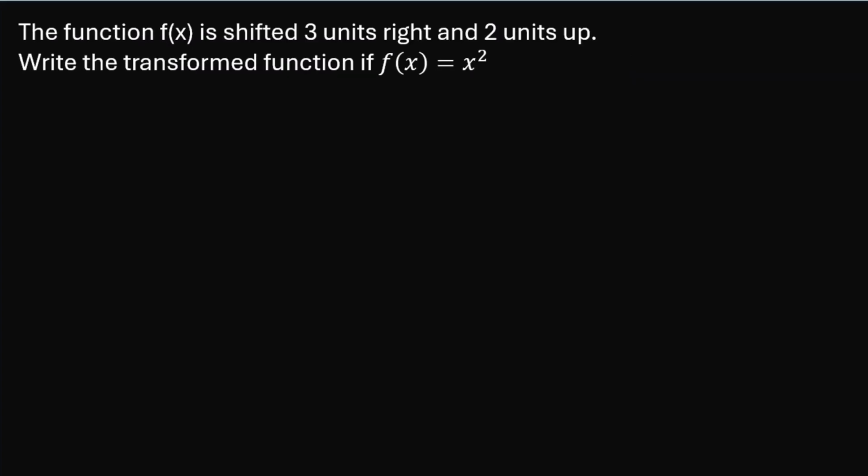Today our third problem is: the function f of x is shifted 3 units right and 2 units up. Write the transformed function if f of x equals x to the power 2. First we will draw a graph. Here is our x-axis. Consider any point of x value. The question tells us to shift 3 units right. So 3 units right, 1 2 3, so here x minus 3.